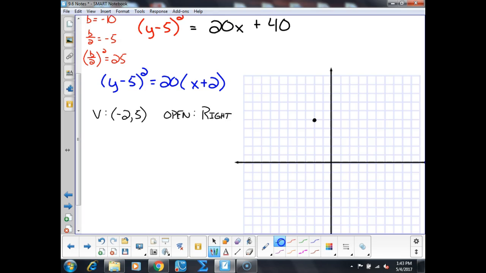Okay, what else do I need? Okay, I need my focus. Where's my focus going to be? The 4p is what thing? 4p equals 20. So p is 5. So I got to go 5 spots to the right from my vertex. 1, 2, 3, 4, 5 is my focus. Okay. So my focus is at the point 3, 5.